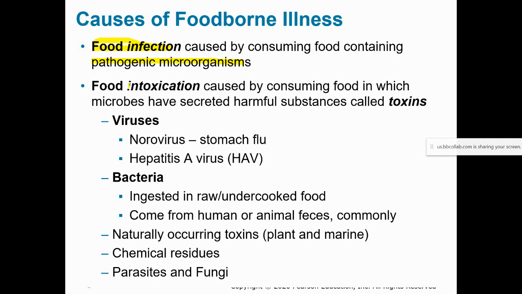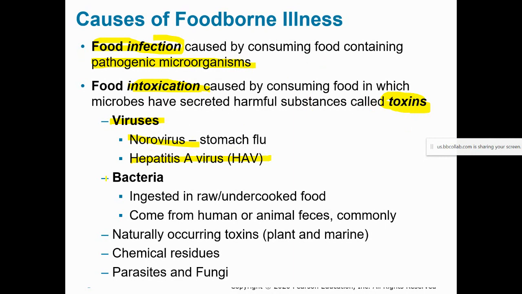Food intoxication is caused by consuming microorganisms that have secreted toxins. So the infection comes from a pathogenic microorganism itself, and intoxication comes from specific toxins being secreted by the organism. Two of the leading viruses that cause food-related illnesses are the norovirus and hepatitis A virus. I'll say a little more about each of these on the next page.